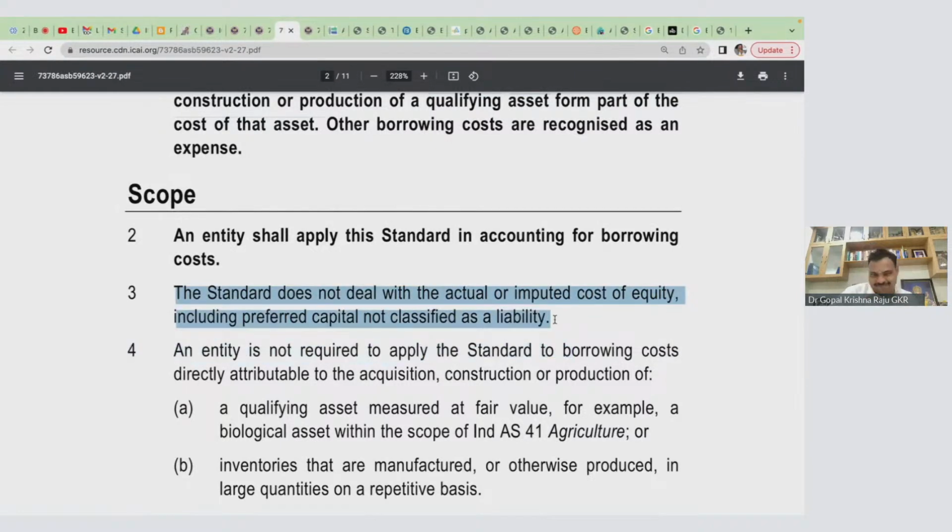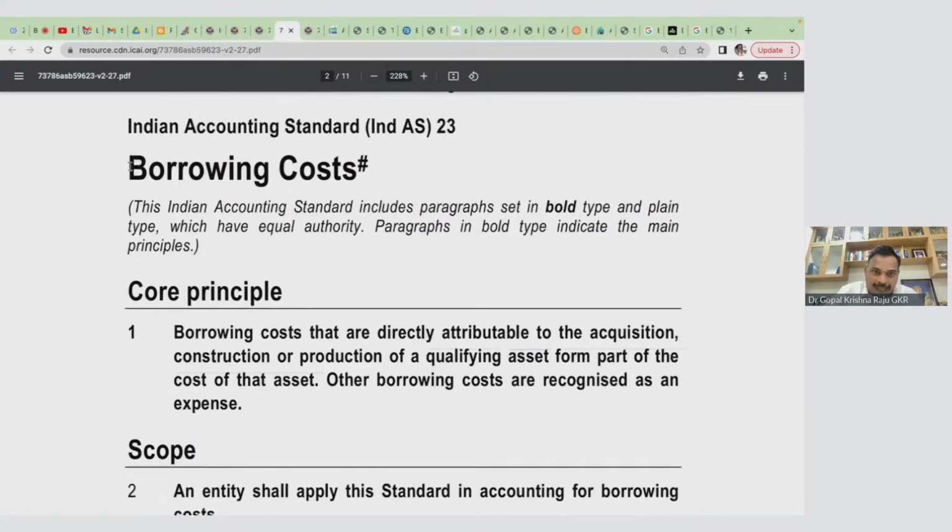Now, what is this? Okay. See, you say borrowing cost. Actually, this entire standard is over if you understand two things. What is borrowing cost? What is qualifying asset? That's all. So, borrowing cost is interest.